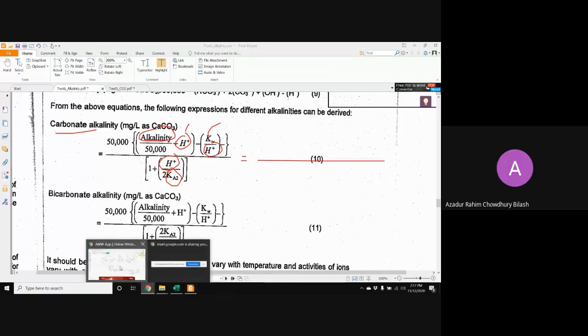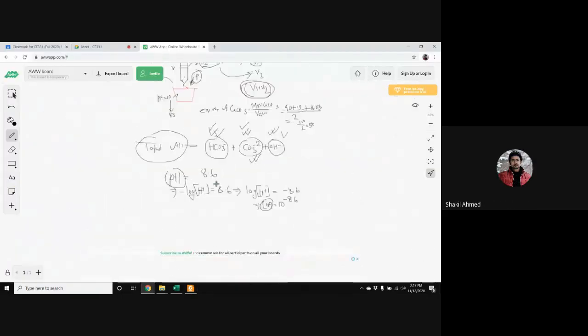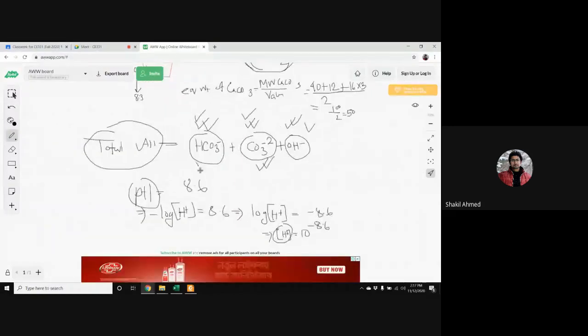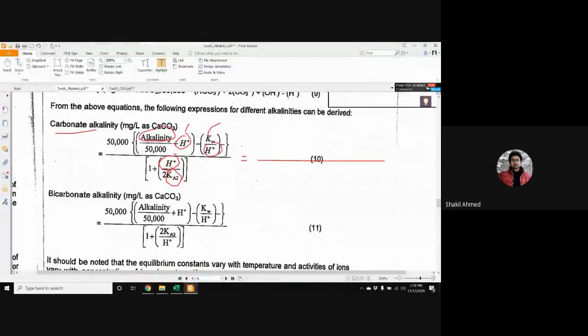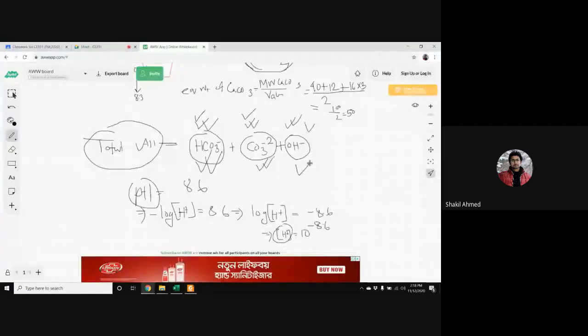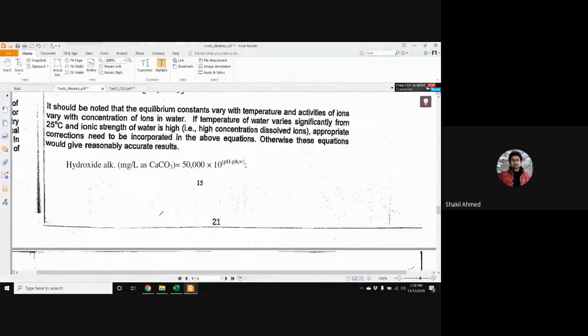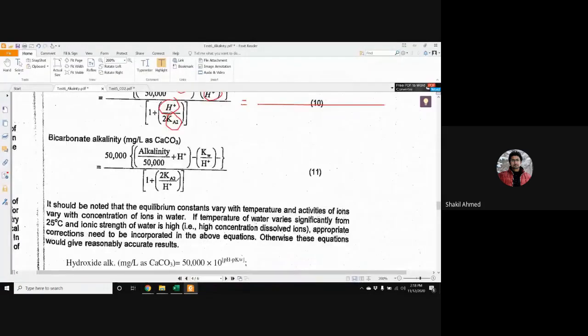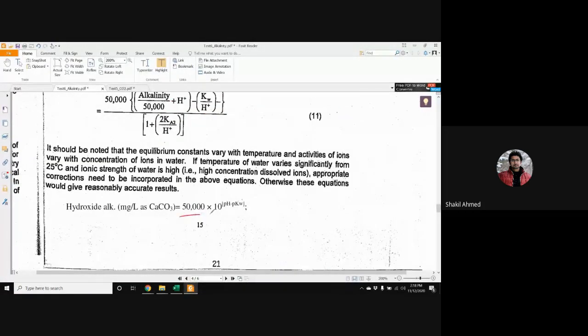Clearly, if you want to know bicarbonate alkalinity, the formula is this. Again, you know everything, so you just put the value and calculate. To calculate the hydroxyl alkalinity, this is the formula: 50,000 into 10 to the power pH minus pKw. pH you know, 8.6, or whatever you get. And pKw, you know this.